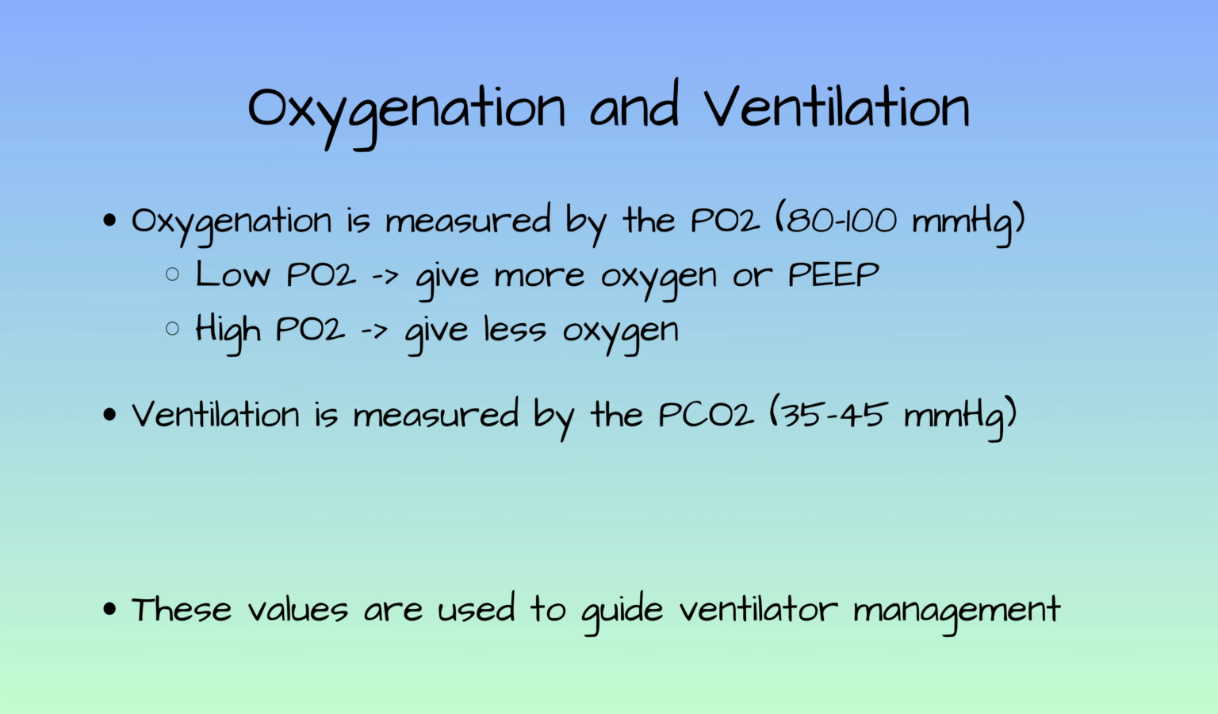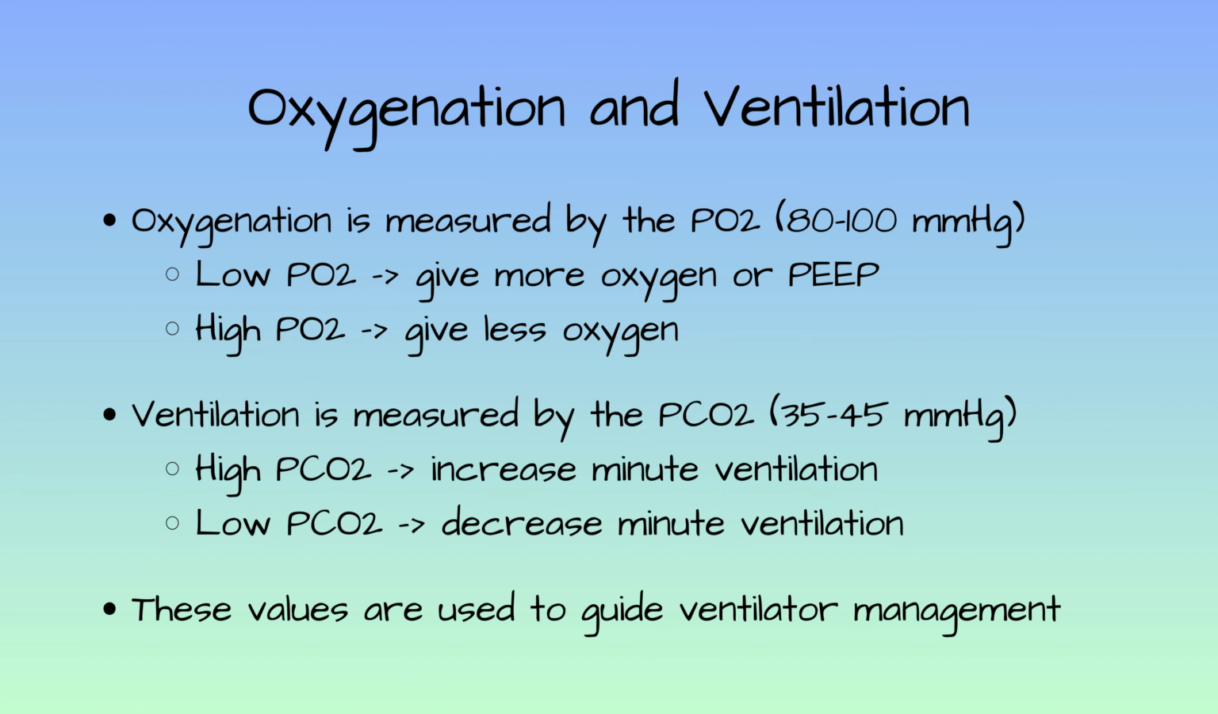If a patient's PCO2 is abnormal, we need to modify the patient's minute ventilation, or the total amount of air that they breathe within a minute. This is achieved by adjusting the respiratory rate or the tidal volume. Increasing the minute ventilation will blow off more gas and decrease the PCO2, whereas decreasing the minute ventilation will retain more gas and increase the PCO2. It's actually fairly simple once you finally understand it.